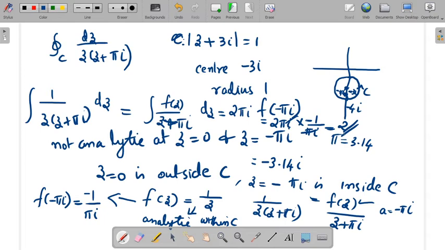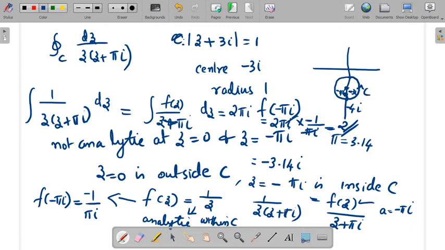So if there are terms in the denominator which do not constitute the non-analyticity of the function within C, then you can group all those terms together as f of z. Then you can write f of z divided by z minus a dz form. Locate a and find 2 pi I into f of a.